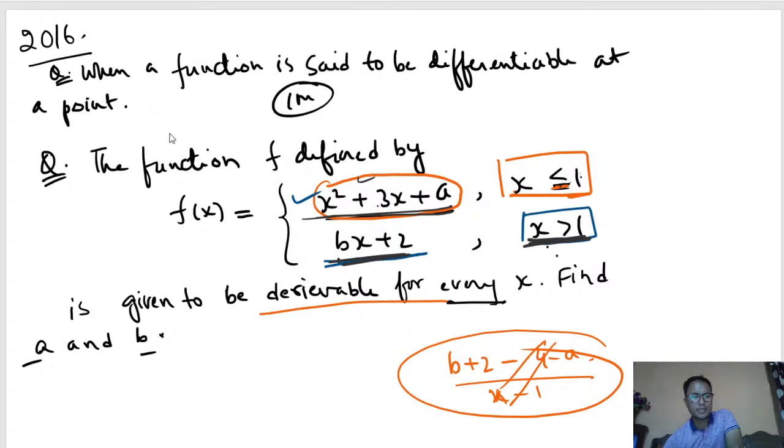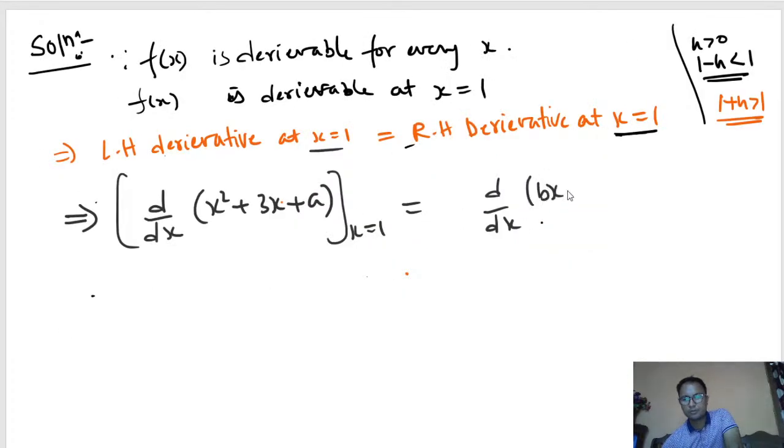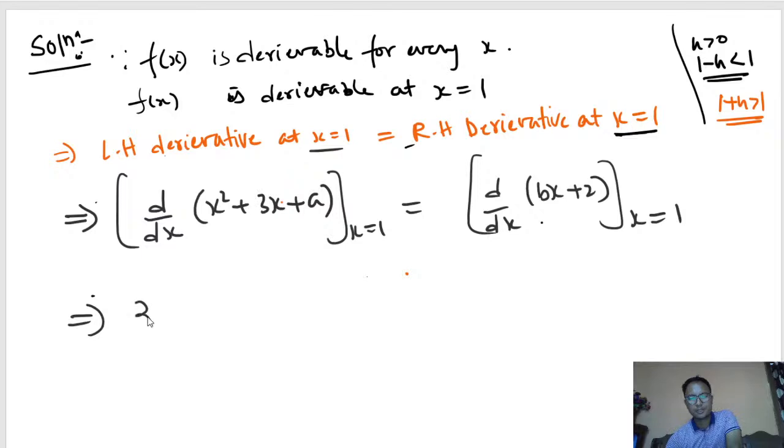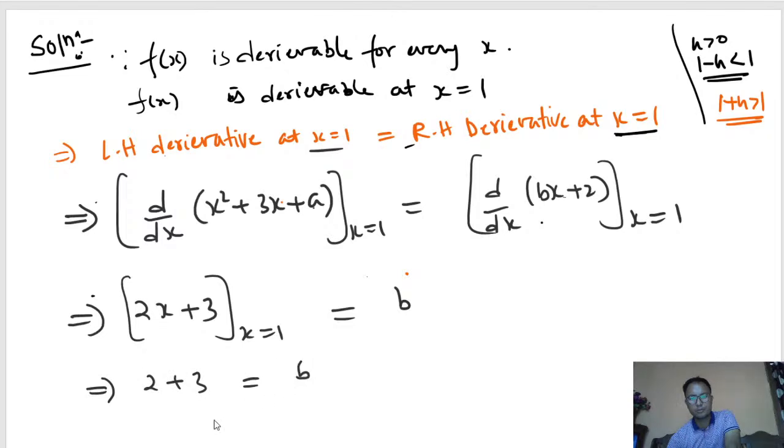For x greater than 1 the function is bx plus 2. Right. The derivative of x square plus 3x plus a is 2x plus 3, and the constant a becomes 0. At x equal to 1, the derivative of bx plus 2 is b. So 2 plus 3 is equal to b. Therefore b is equal to 5.